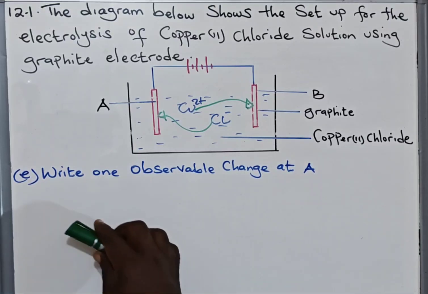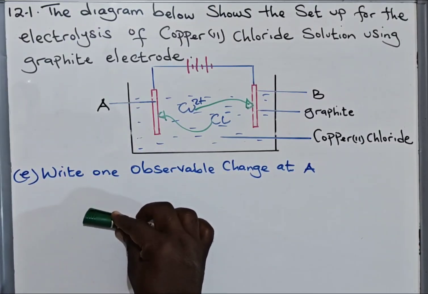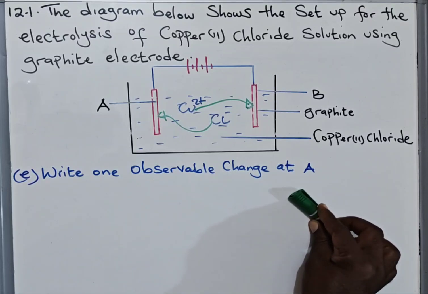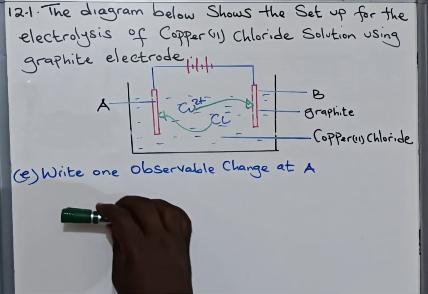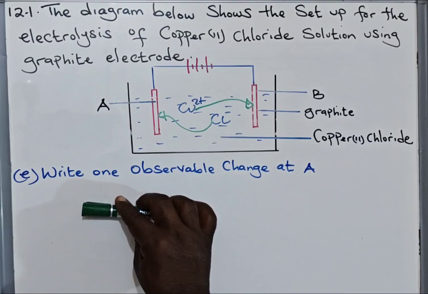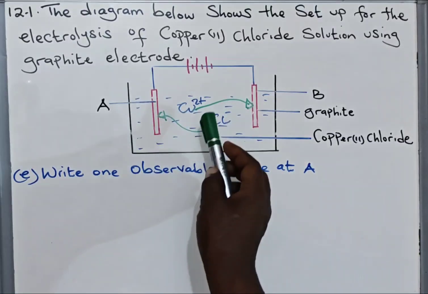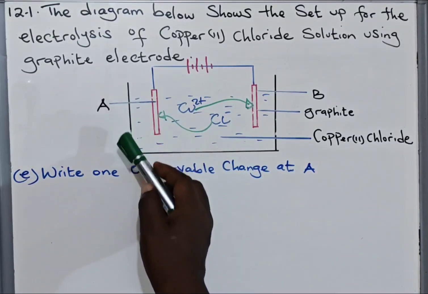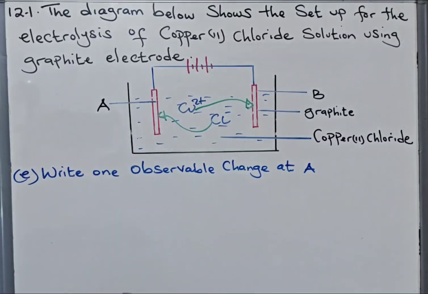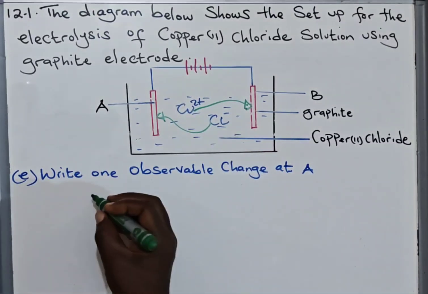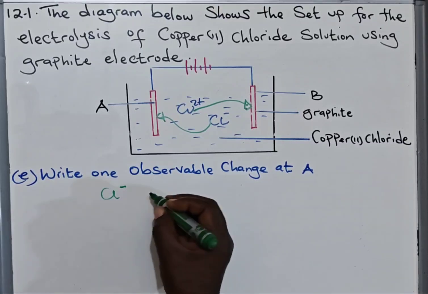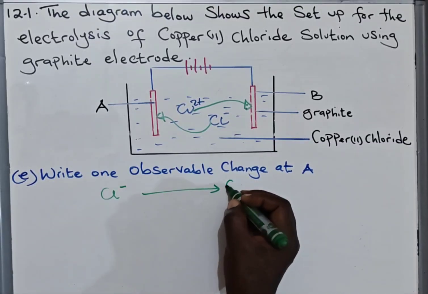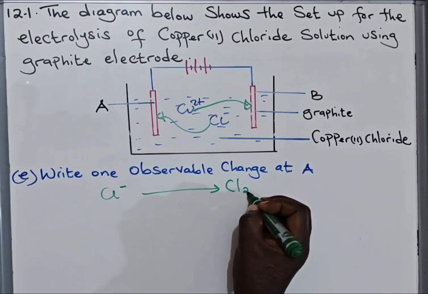Yeah, then we come to this one. It says to write one observable change at A. So this is our A. How do you proceed with this? The first step is to identify the type of reaction taking place at A. We realize that chloride ions came at A, and became oxidized to chlorine gas.